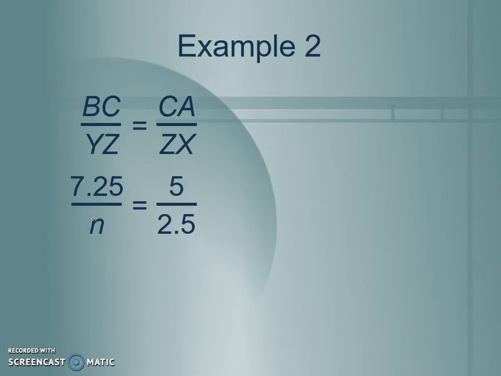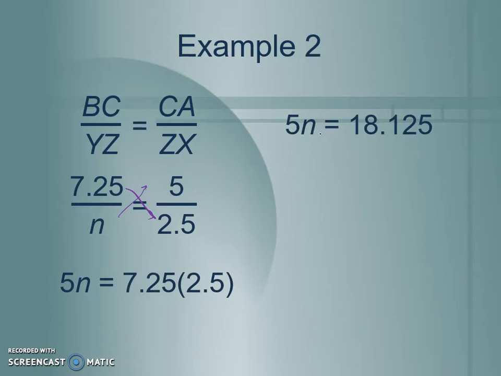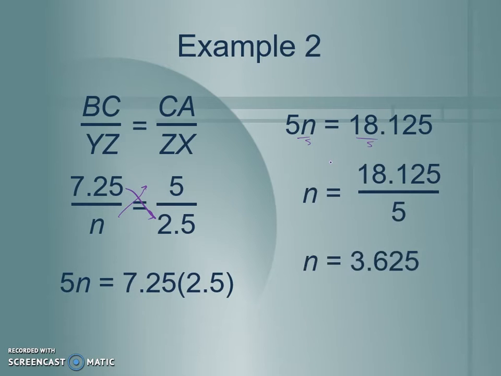And we can choose either of the sides since we know segment AC and AB and XZ and XY. So we can just choose, they chose this was AC and this was XZ. Then solve using cross multiplication. Plug those into your calculator, divide by 5, and you get n equals 3.625.